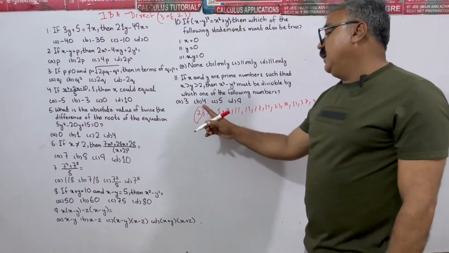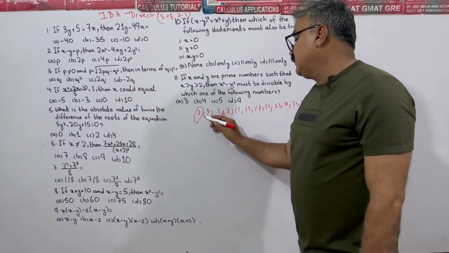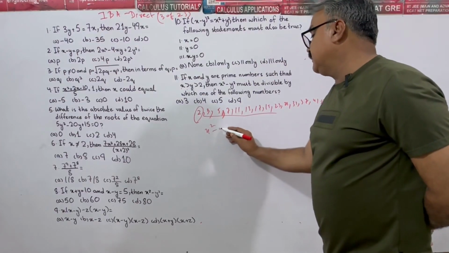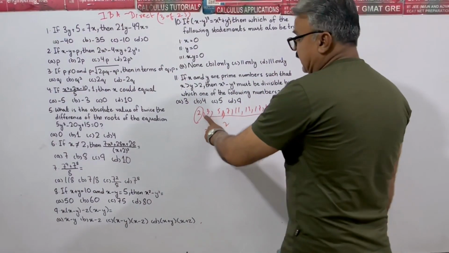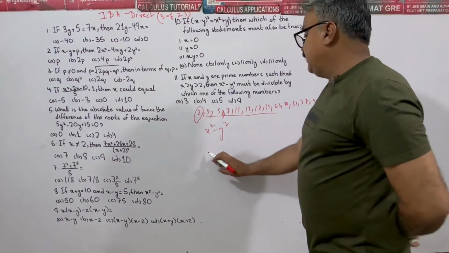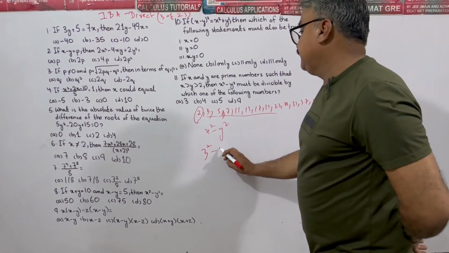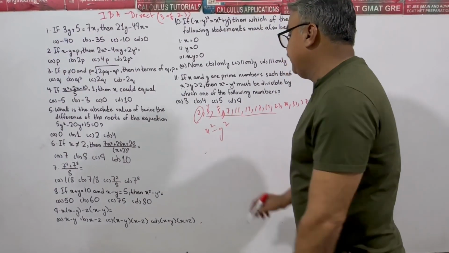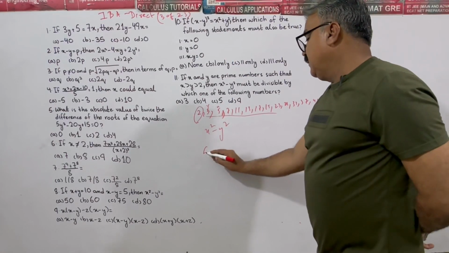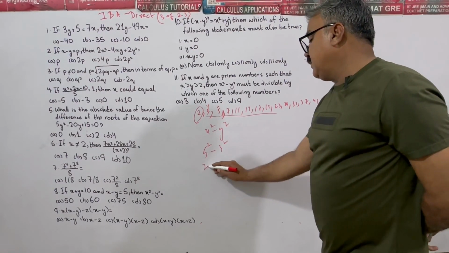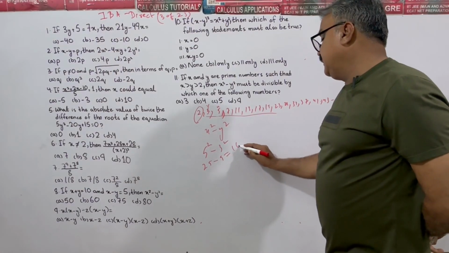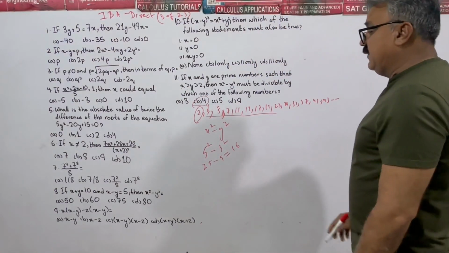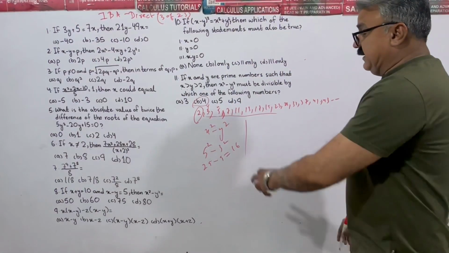So x is greater than y, and y is greater than 2, which means we have to start from somewhere here. Take whatever you want. x square minus y square: if I take 5 square minus 3 square, where x is greater than y, that is 25 minus 9, which is 16. Of all the options, it is divisible by 4. One can verify by taking other values.